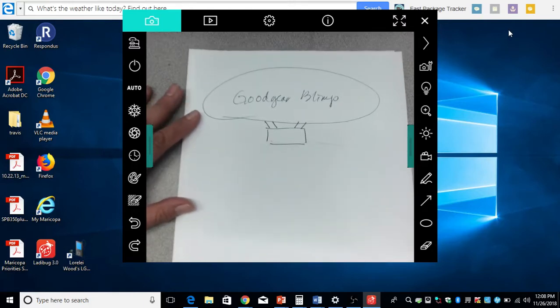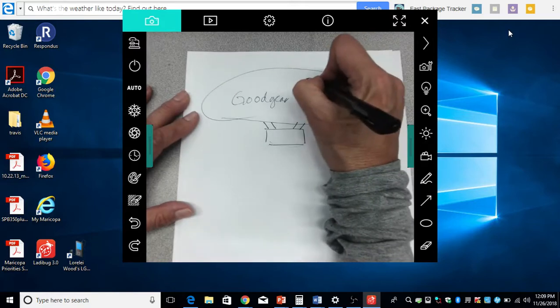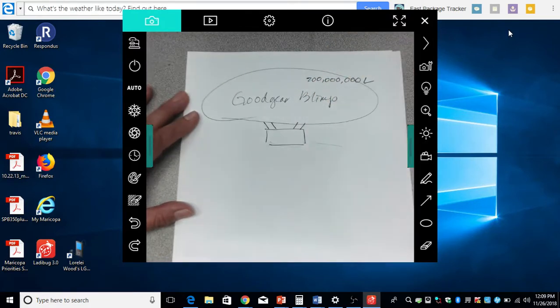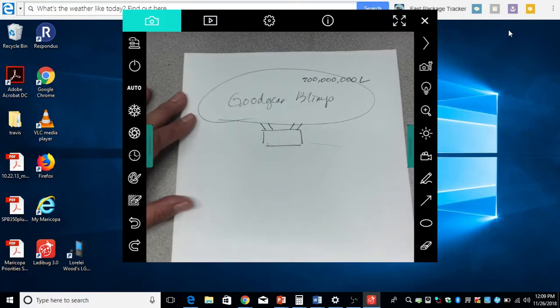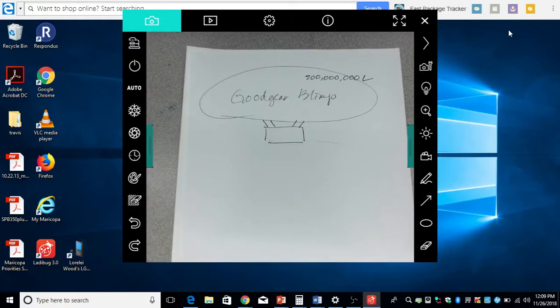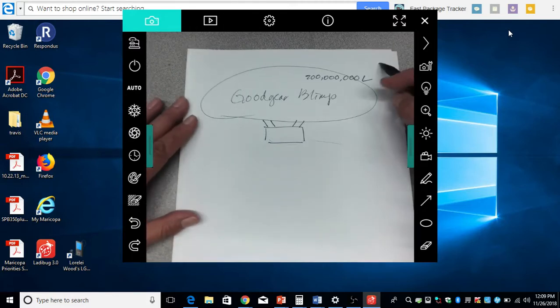We're going to say that it holds 2 million, is that million? Liters. Okay, it's enormous. Is that 2 million or is that, no, that's 200 million. Okay, we're going to have a huge, enormous 200 million liter Goodyear blimp. Those things are huge. I wouldn't be surprised if it was 200 million liters, right?